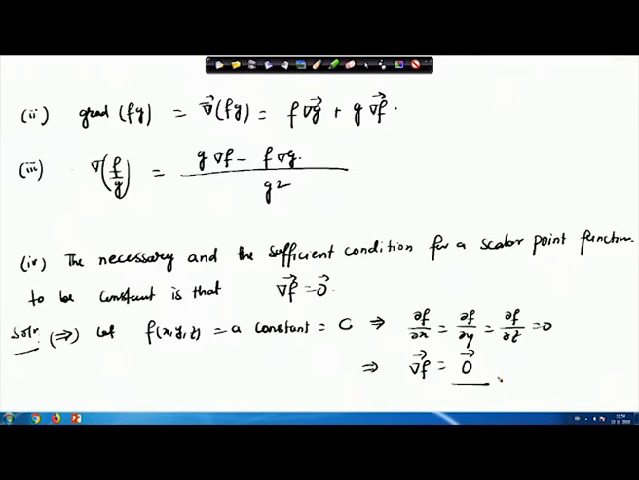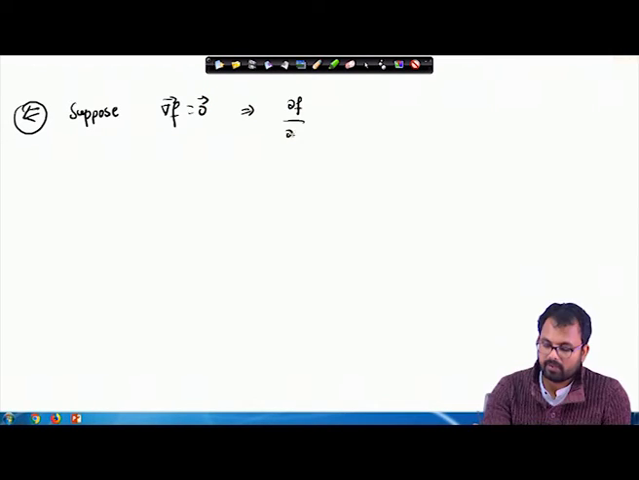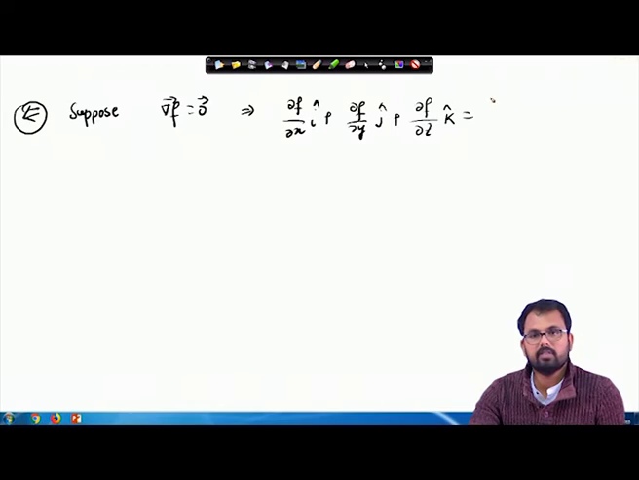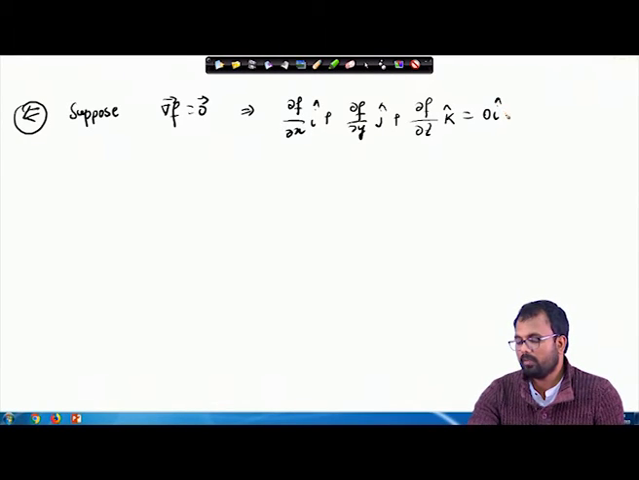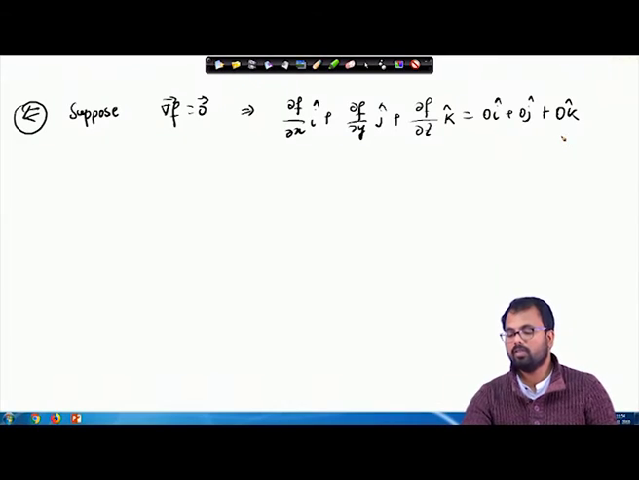All right. Now, let us go the reverse way. Suppose the gradient of f is equal to a 0 vector. So, then what would happen? We can write it as del f del x times i plus del f del y times j and del f del z times k is equal to the 0 vector. The 0 vector can be written as 0 times i plus 0 times j plus 0 times k. Now, this is sort of like an identity.